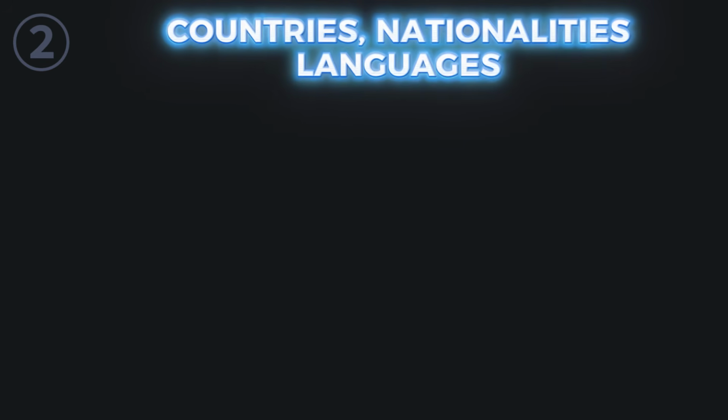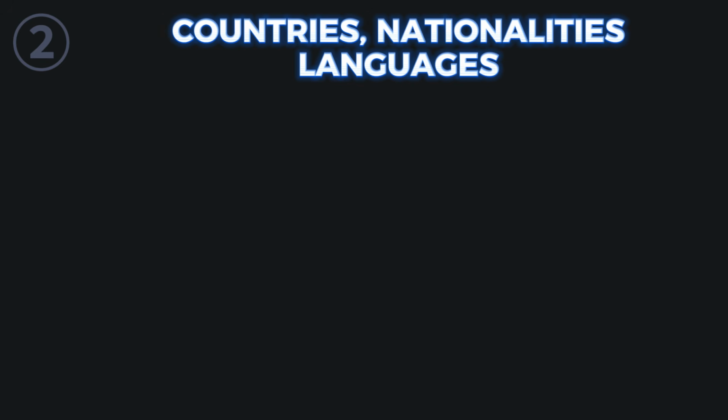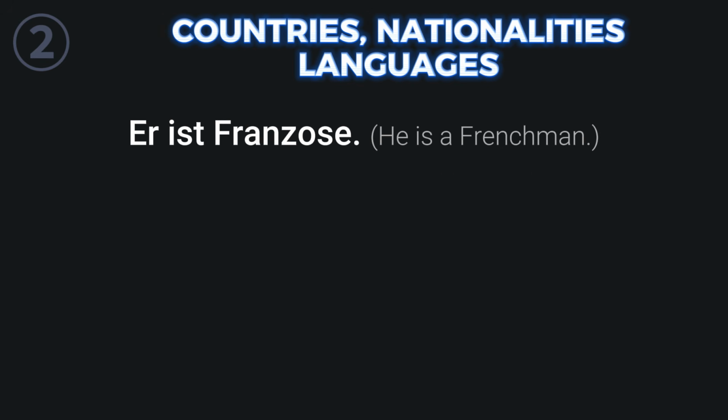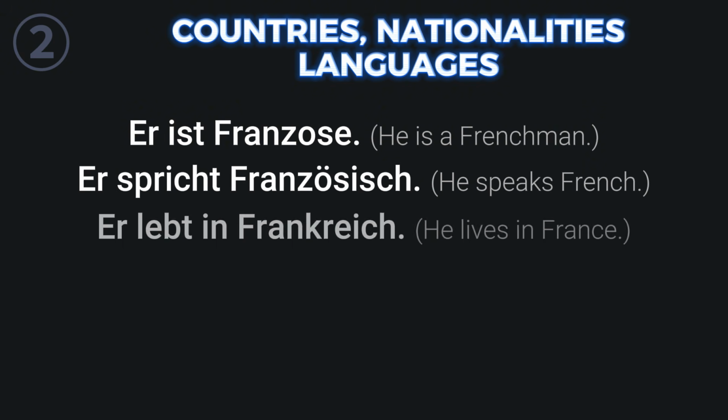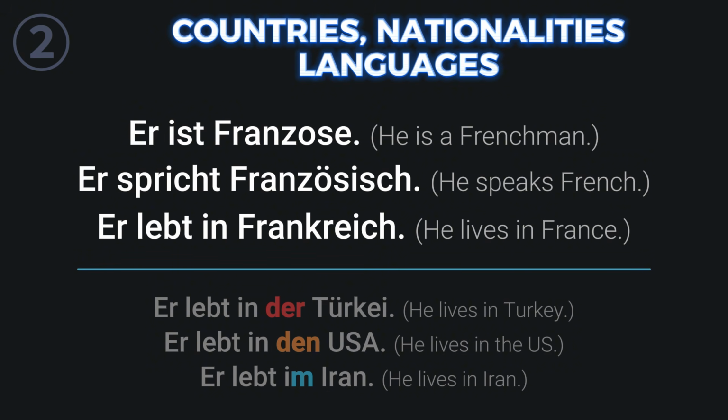Number 2. Most countries, nationalities, and languages. For example, ist Franzose, spricht Französisch und lebt in Frankreich. He's a Frenchman, he speaks French, and he lives in France. And while most countries behave that way, there are a couple of exceptions that actually have articles. However, that would be way too much for today, so I'm going to make a separate video about that topic in the future.